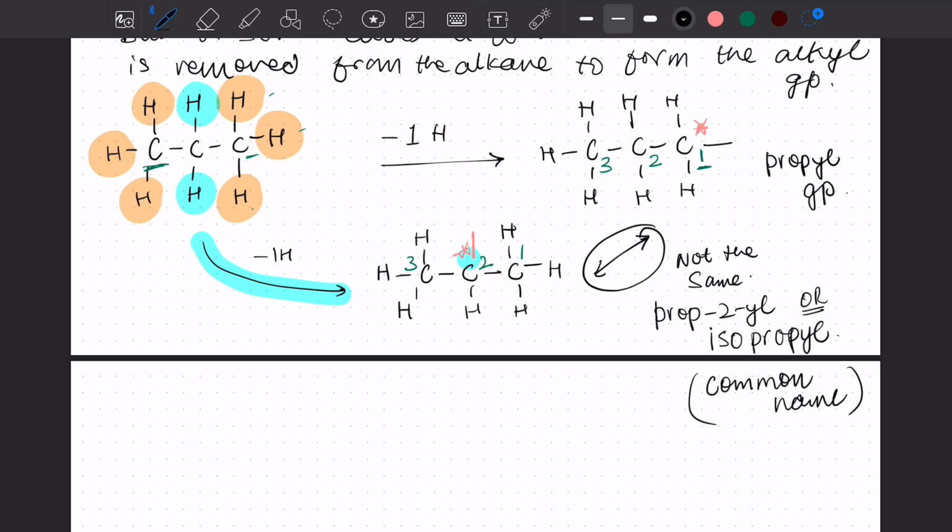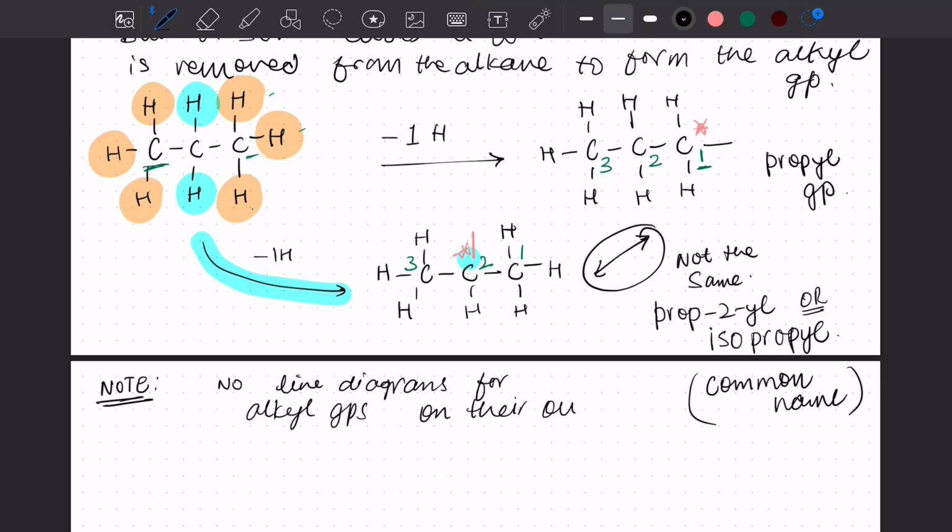Now, depending on your class, your teacher will tell you if she wants you to learn the common names or not. Also note that there are no line diagrams for the alkyl groups on their own. They show up as part of a line diagram for a compound. These are reaction intermediates. Here, the methyl group is a substituent, 1 carbon.